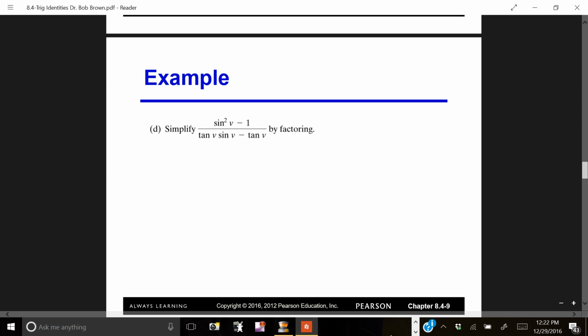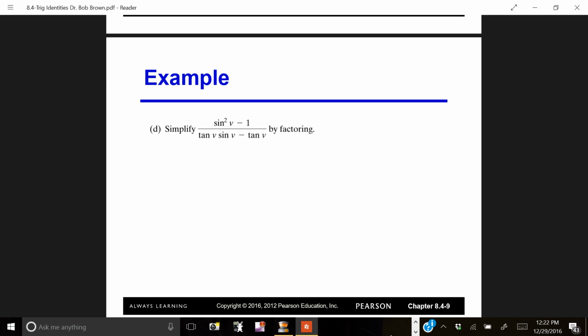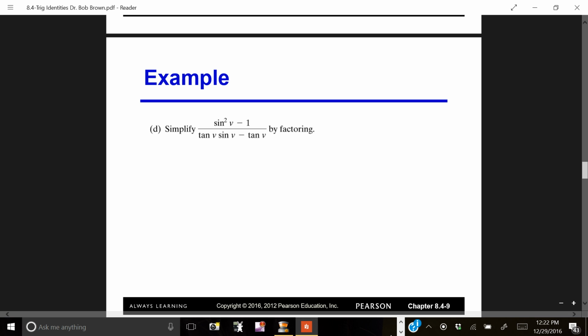We want to simplify this expression by factoring. And sine squared v minus 1 can be factored into sine of v plus 1 times sine of v minus 1.